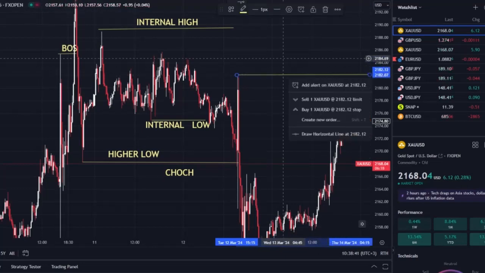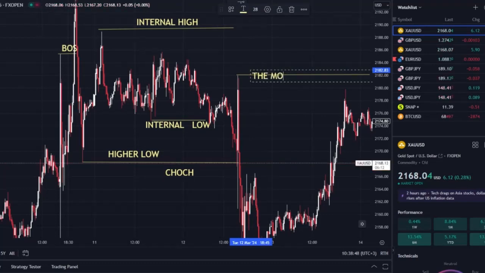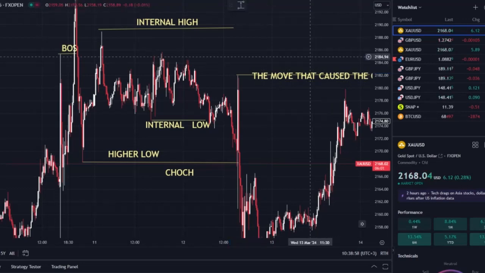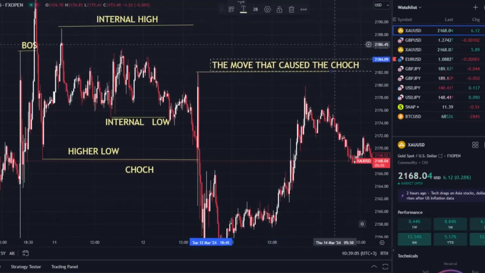We are not looking to buy, because now price has changed character. It has taken out the previous higher low. So we look for the move that has caused the change of character. So this is the high. Usually, here is the trick: you have to understand the concept of market structure.